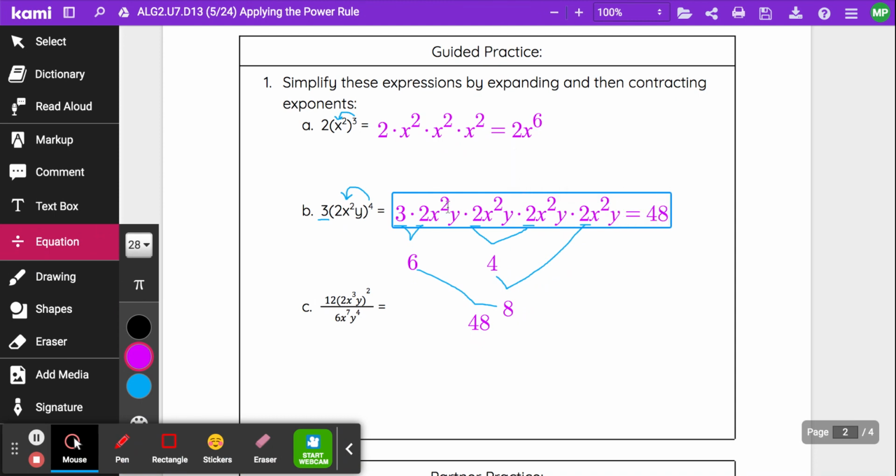Now I've got x to the power of 2, x to the power of 2, x to the power of 2, x to the power of 2. That is a total of x to the power of 8. And I've got y to the power of 4.